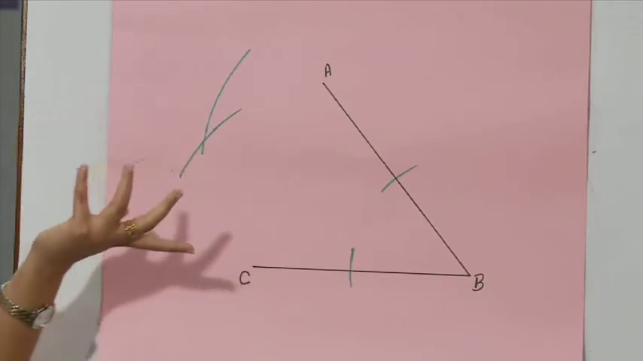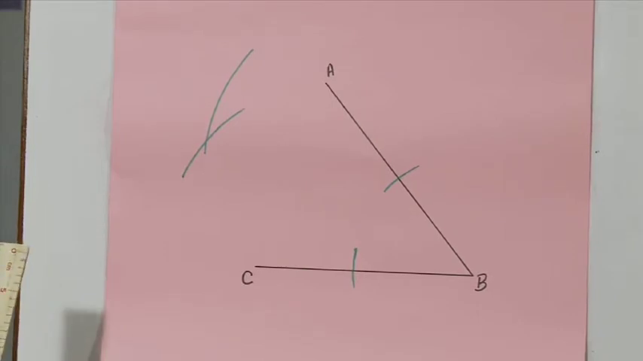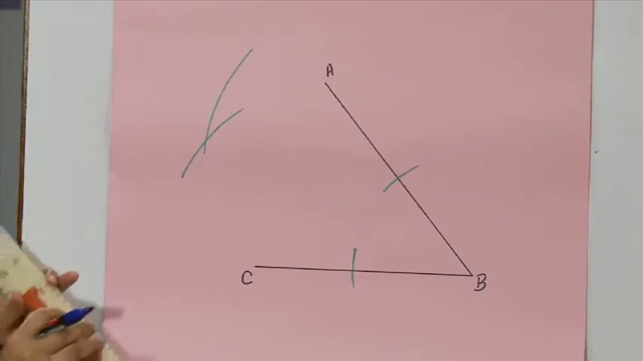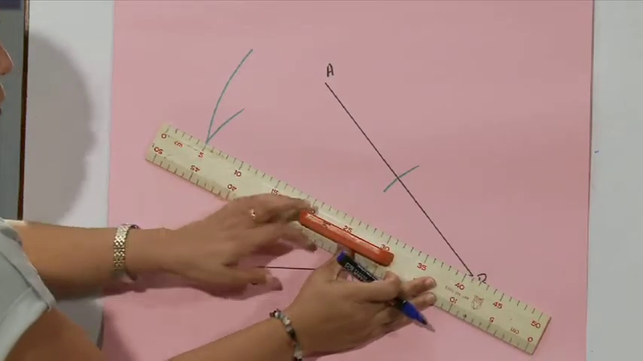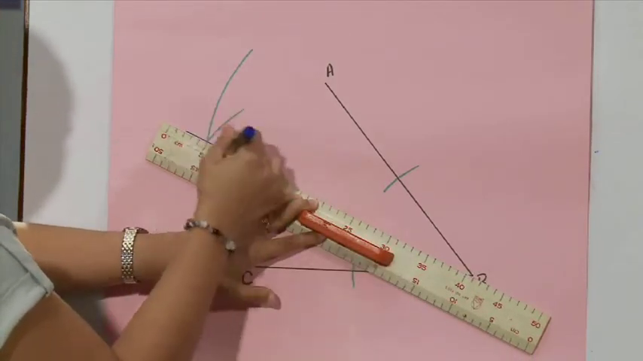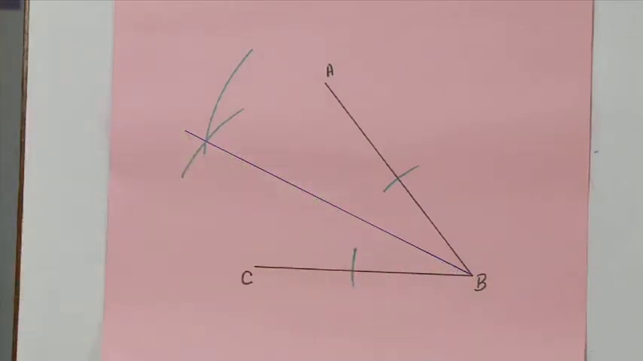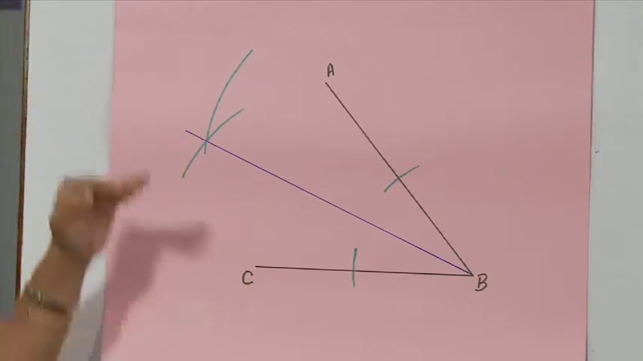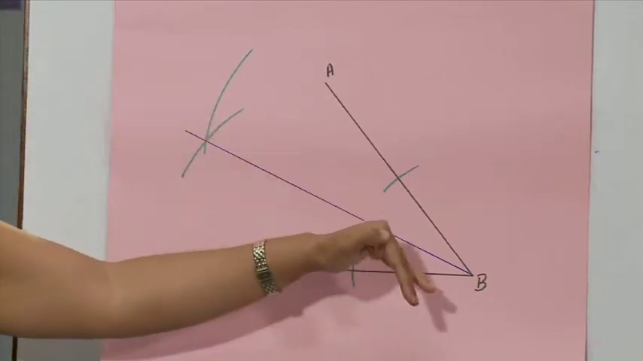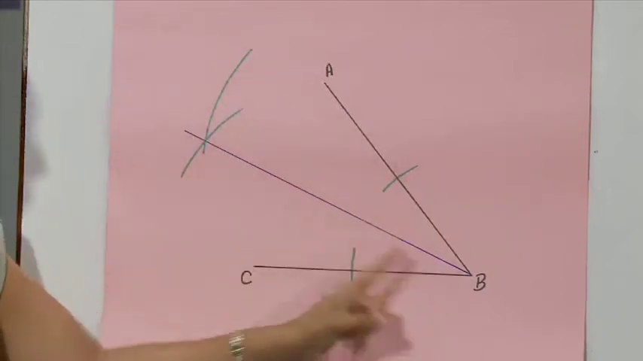And then what do we need to do? You will use your ruler, okay? And then you will simply join the point B to the intersection. Here you are. So, what have you done? You have constructed an angle bisector, right? That's the bisector of angle ABC.